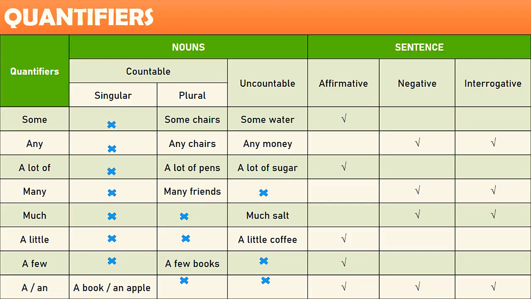The next one is a little and a few. A little and a few refer to a small quantity of something. You can use a little for uncountable nouns, while a few is used for plural countable nouns. Both a little and a few are only used in affirmative sentences. So remember, you cannot use them in negative or interrogative sentences.